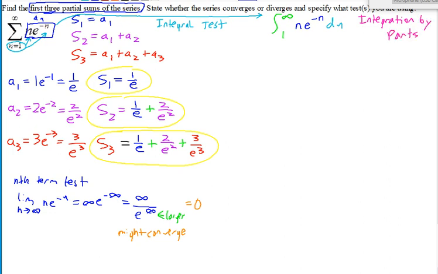So remember, we want to set the one that simplifies better, usually equal to f of x, or in this case f of n. So n would simplify more, so let's set that one equal to f of n, and let's set the other one equal to g prime of n.